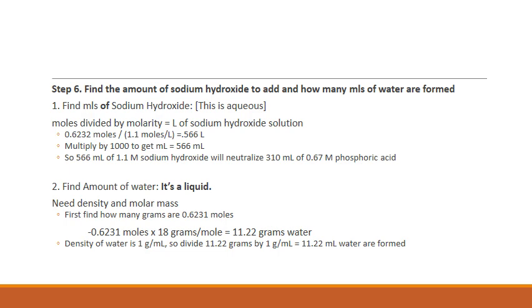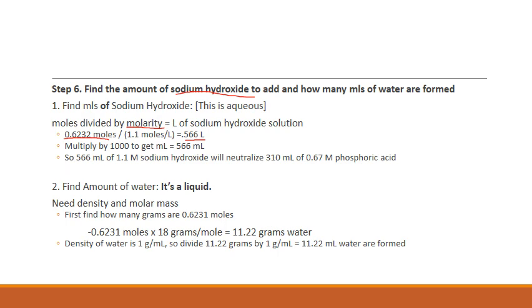Step 6 is to figure out the amount of material you're going to get from the moles. We want to find mils of sodium hydroxide. It's molarity, so we're going to be using molarity, but instead of multiplying, we're going to be dividing by the molarity. So 0.6232 moles divided by 1.1 moles per liter gives me 0.566 liters of sodium hydroxide.